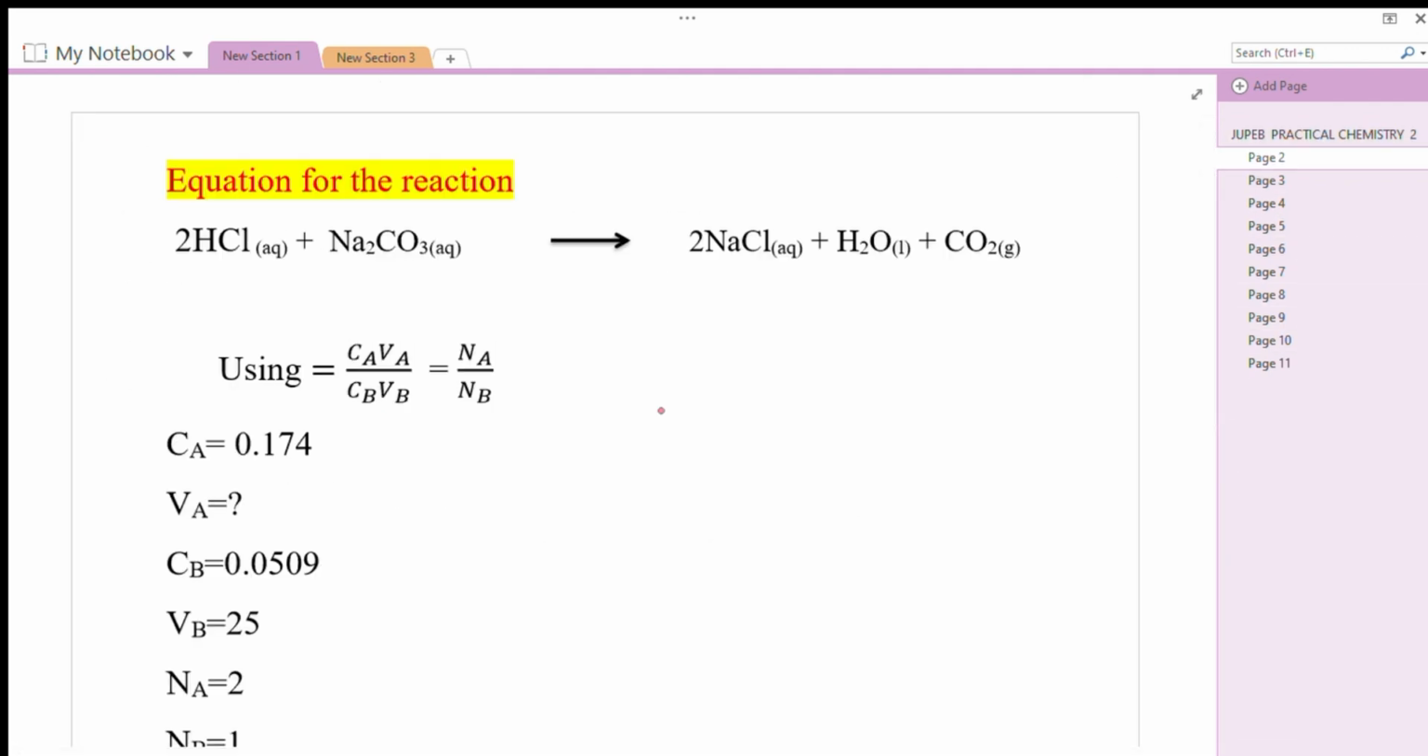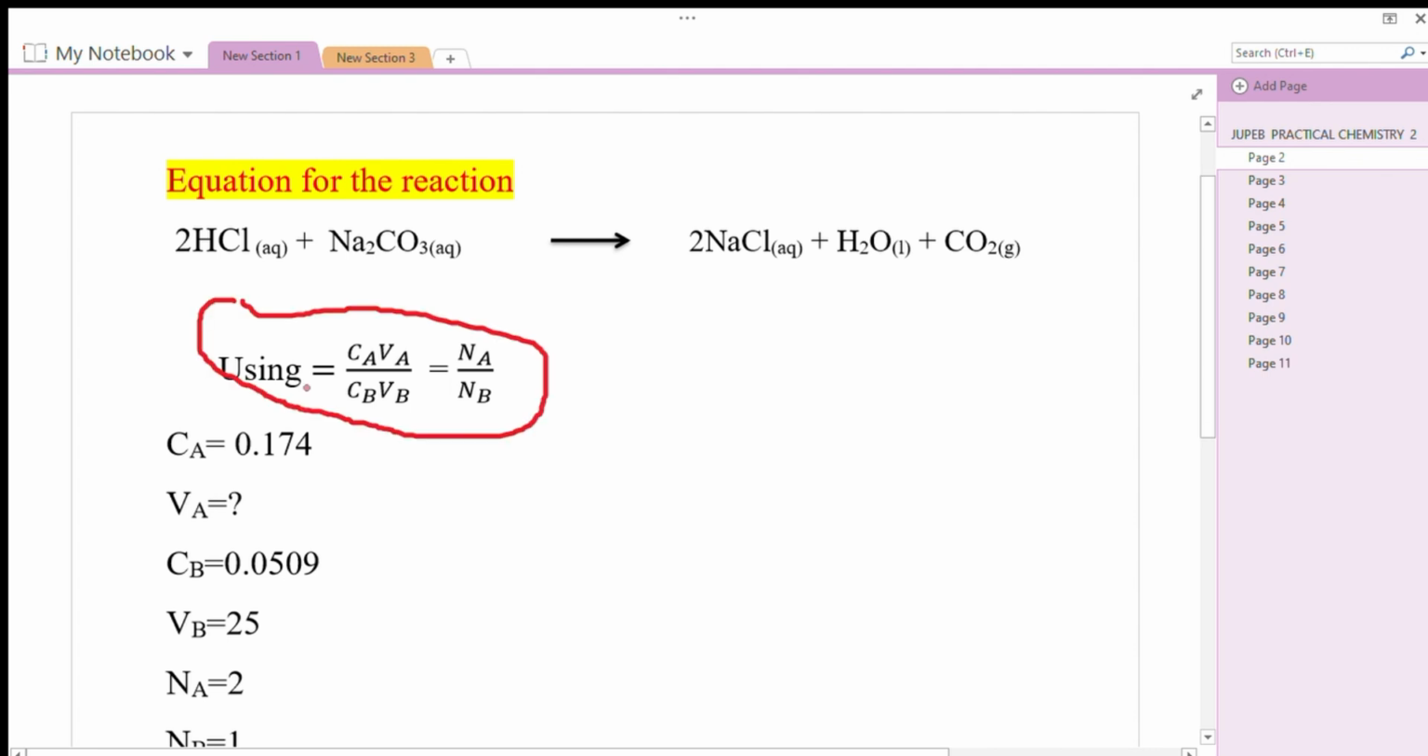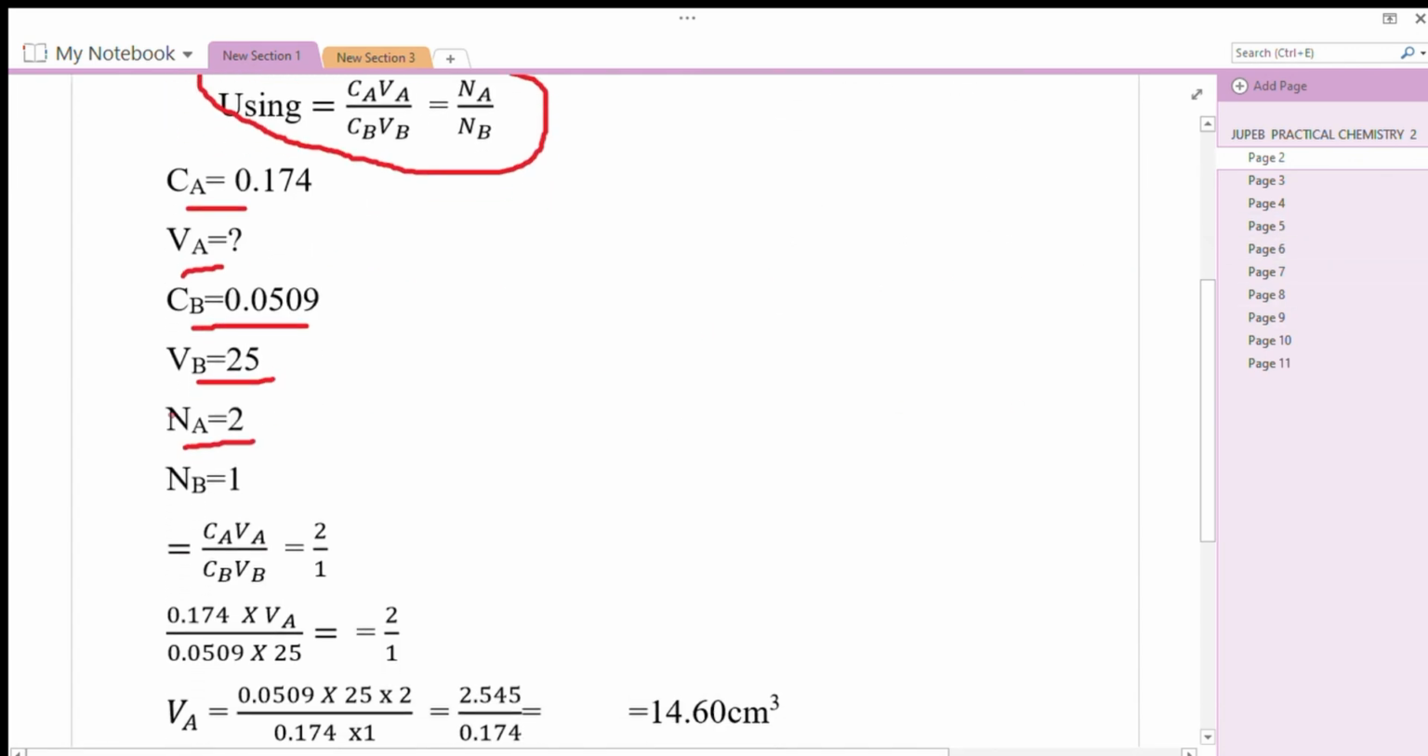The equation for the reaction is hydrochloric acid plus Na2CO3 gives us sodium chloride, water, and carbon dioxide liberated. Let's use this to get our volume of acid. So our Ca is gotten from above, and Va you can see it. We are looking for Cb, we have it already. For this practical, I'm using 25. In your school, maybe you are using 20, no problem. The number of moles of acid is 2, the number of moles of base is 1, you can see it.